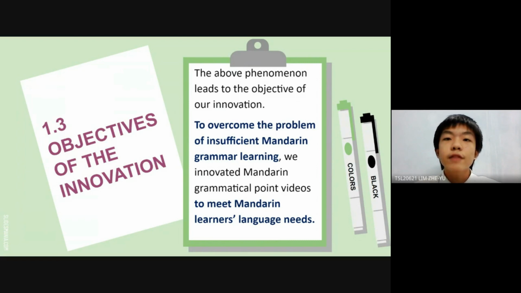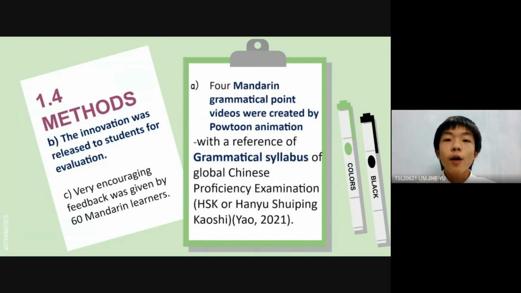To overcome the insufficient Mandarin grammar learning among Malaysian Mandarin learners, we propose that Mandarin grammatical point videos should be developed to meet Mandarin learners' language needs. 4 Mandarin grammatical point videos were created by Powtoon Animation with the reference of grammatical syllabus of Global Chinese Proficiency Examination, HSK. The innovation was released to students for evaluation. Very encouraging feedback was given by 60 Mandarin learners. Below, I will brief about simple steps to create Powtoon videos.